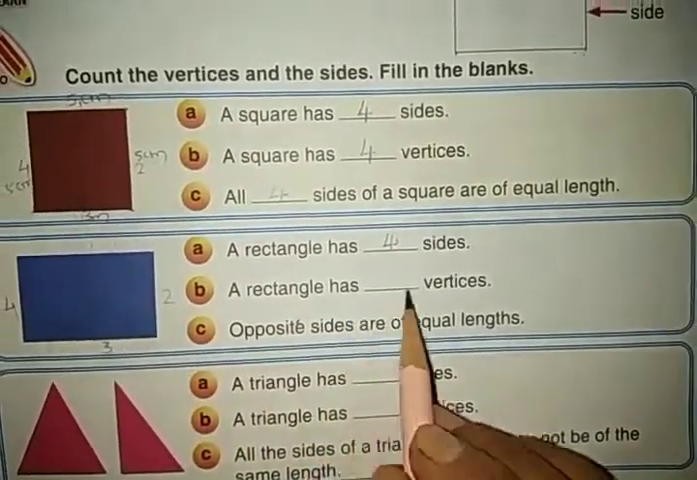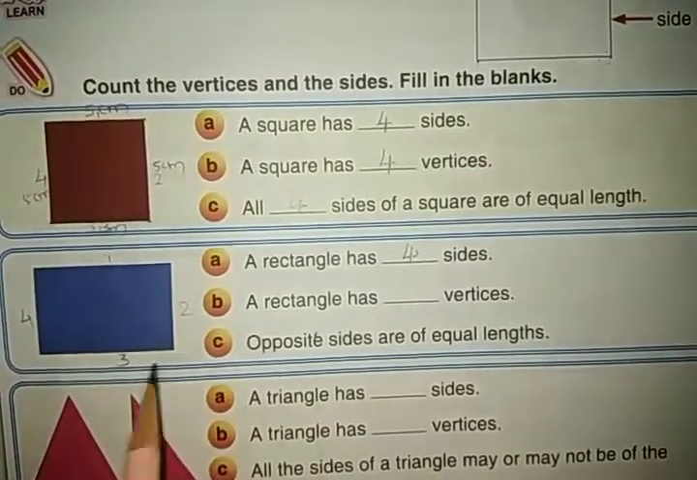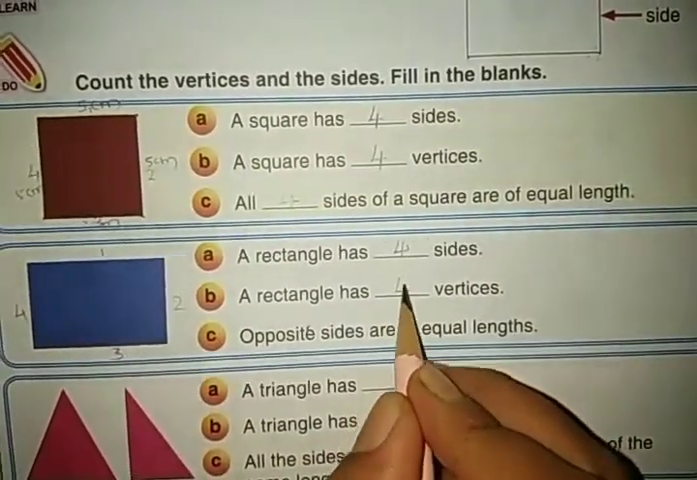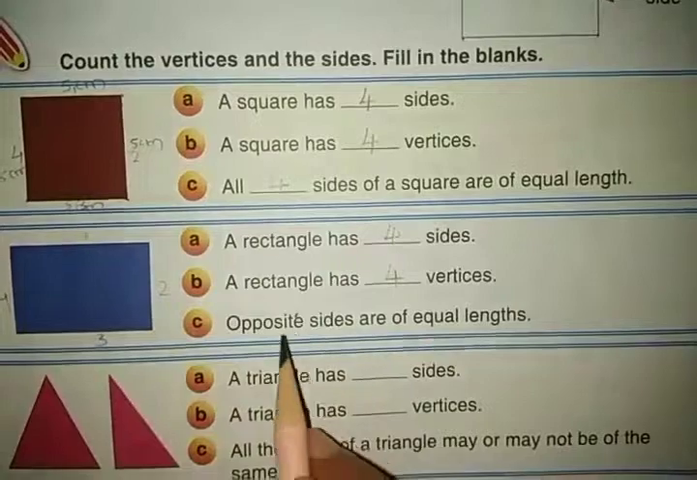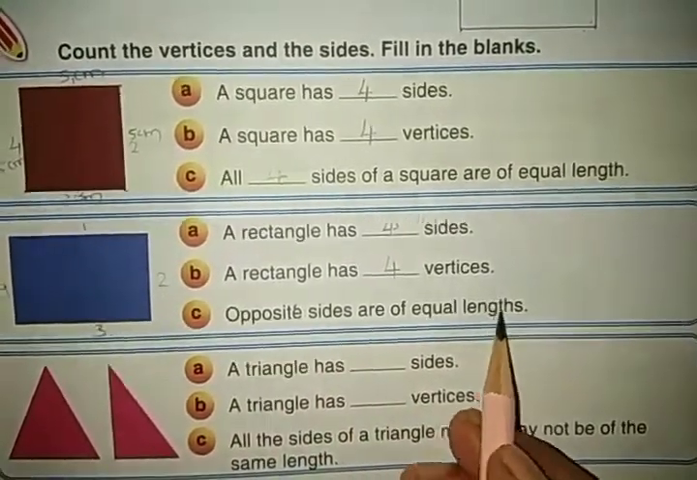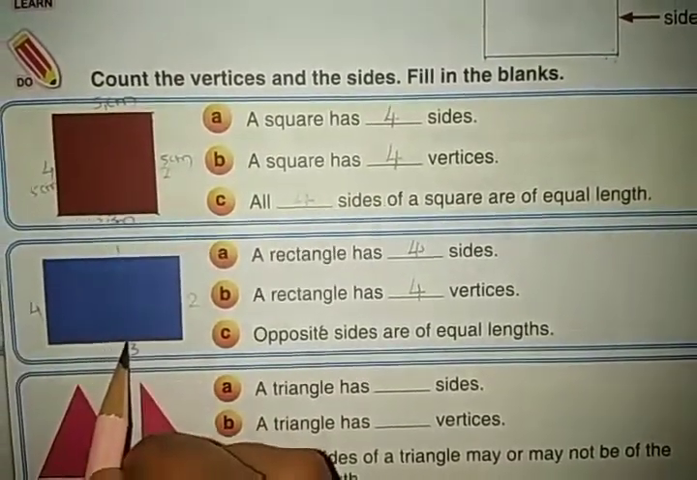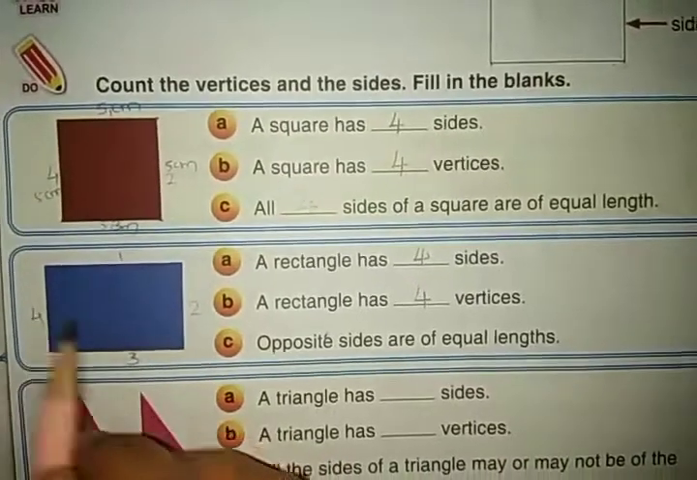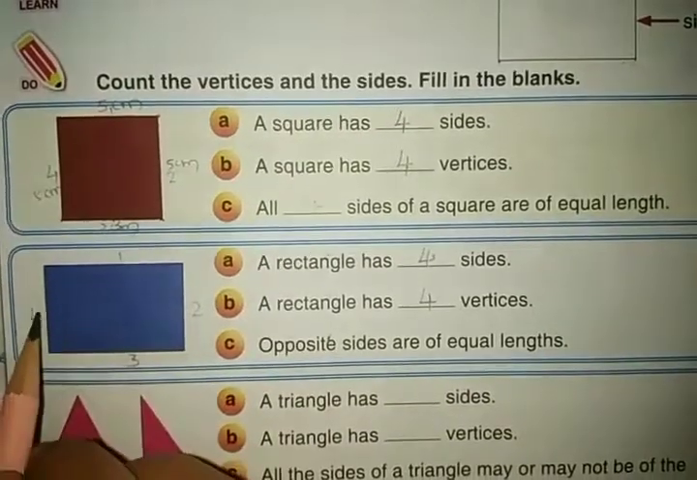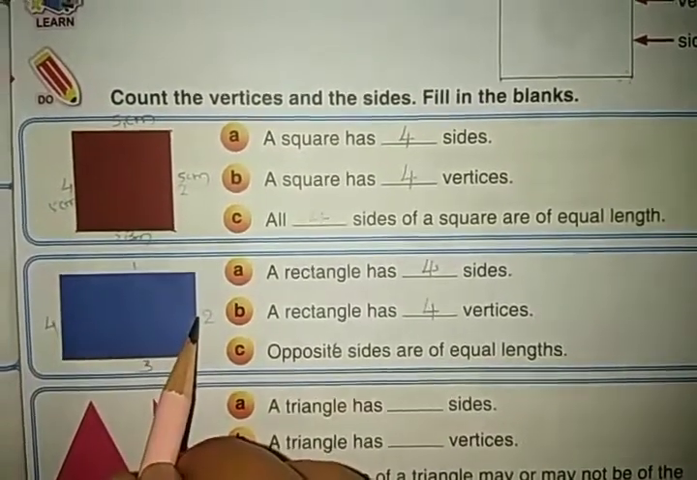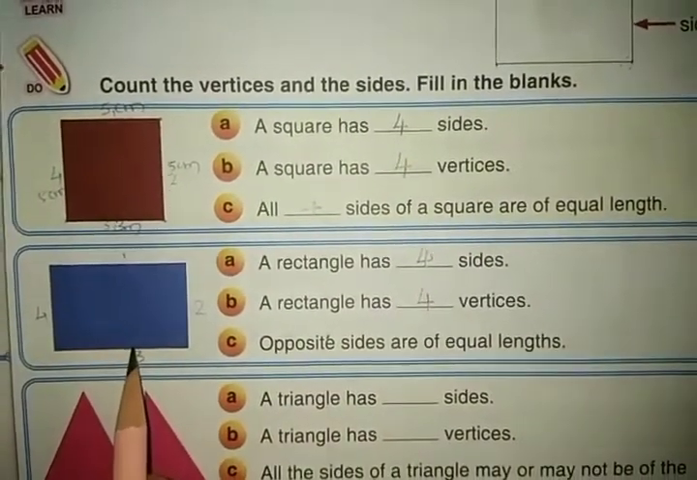A rectangle has dash vertices. Count the vertices now, children. 1, 2, 3 and 4. It has 4 vertices. A rectangle has 4 vertices. Now C1 is opposite sides are of equal length. Okay, see children, these opposite sides are of equal in length. These two are equal in length and these two are equal in length. Yes, this is opposite to this, and this one is opposite to this, vice versa. Yes, the opposite sides of rectangle are equal in length.